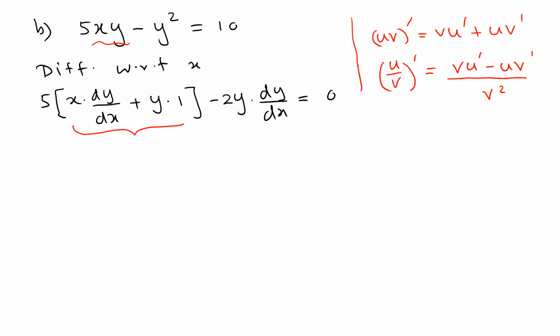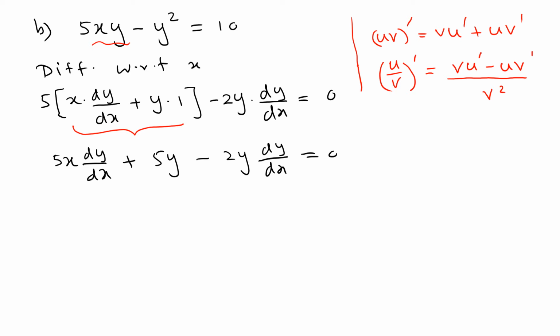So what we normally do is distribute this first. When you distribute, you're going to get 5x dy over dx as the first term, plus we have 5y, equal, and actually I'm going to write the next term. So we have a minus 2y dy over dx.